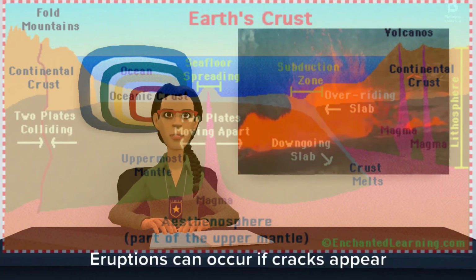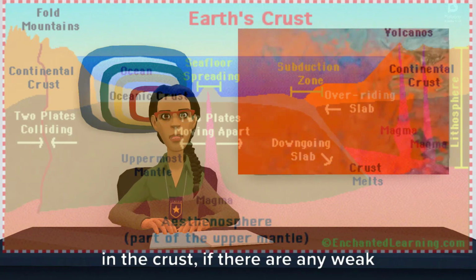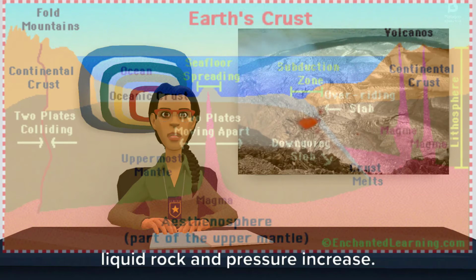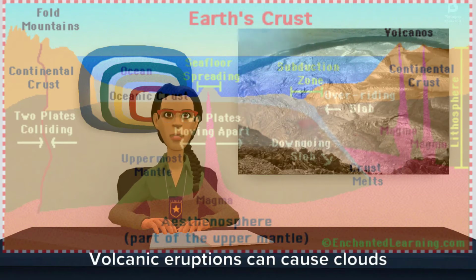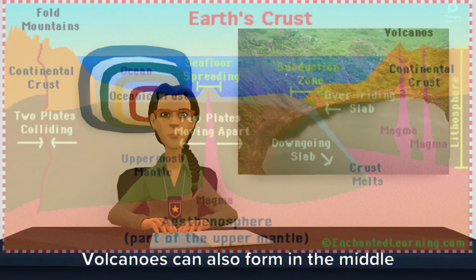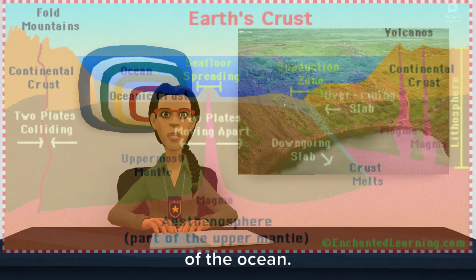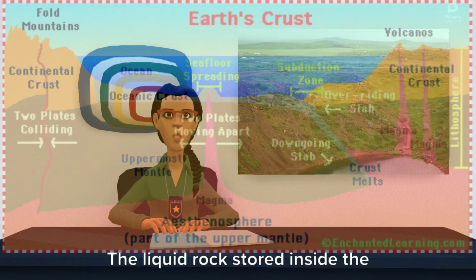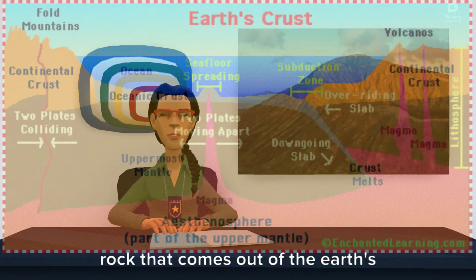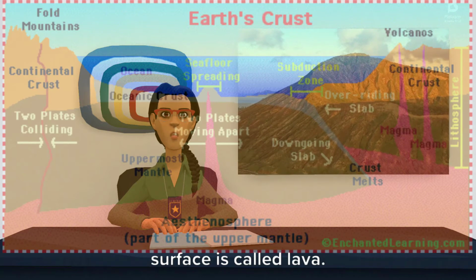Eruptions can occur if cracks appear in the crust, if there are any weak pores in the crust, or if the underground liquid rock and pressure increase. Volcanic eruptions can cause clouds of ash and gaseous matter to form in the sky. Volcanoes can also form in the middle of the ocean. The liquid rock stored inside the Earth is called magma, and the liquid rock that comes out of the Earth's surface is called lava.